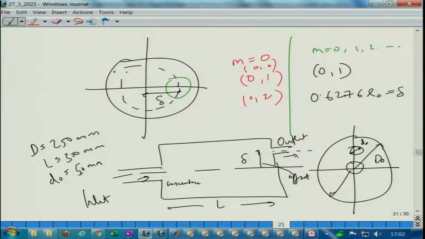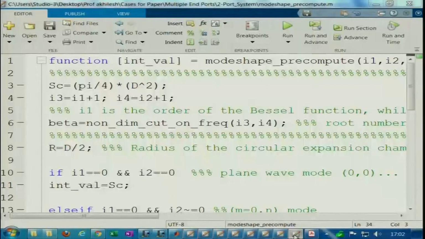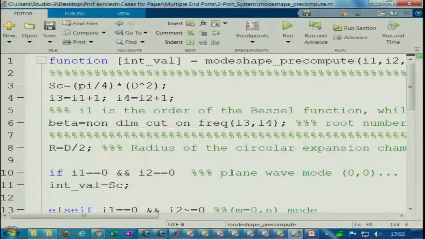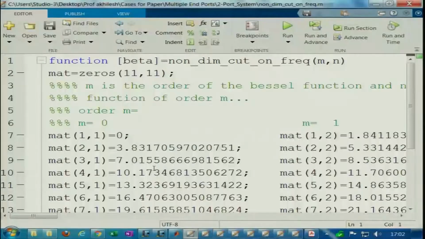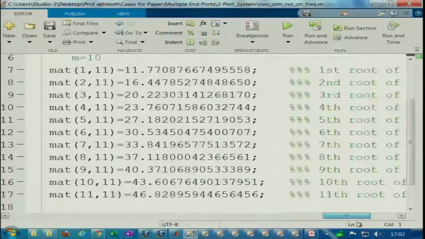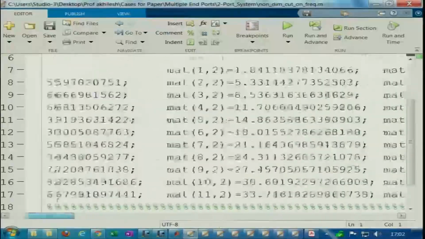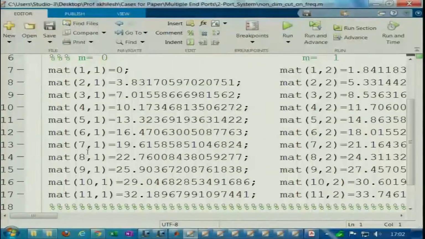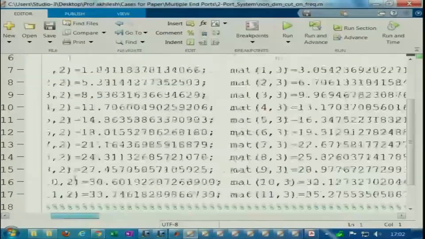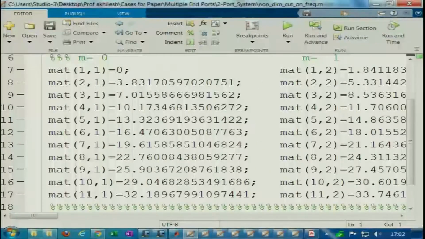Now, what is happening here is that delta, we just get back to the code. We are going to analyze this thing for different values of delta. So, let us get back to the code where we compute the mode shapes, pre-compute the mode shapes first, and this is the cut-on frequencies, beta non-dimension values I was referring to in my book. For large orders, as many as the first 10, 11 orders are considered, including the m equal to 0 order, and the first 11 roots of such things.